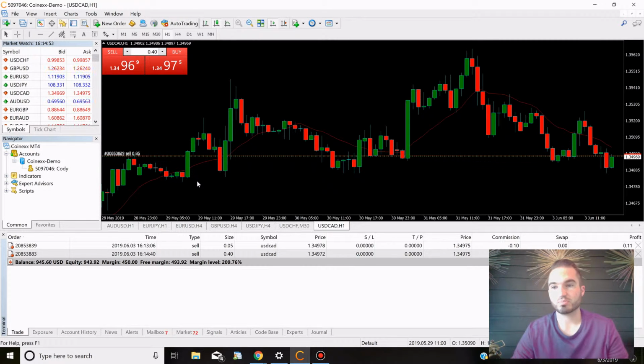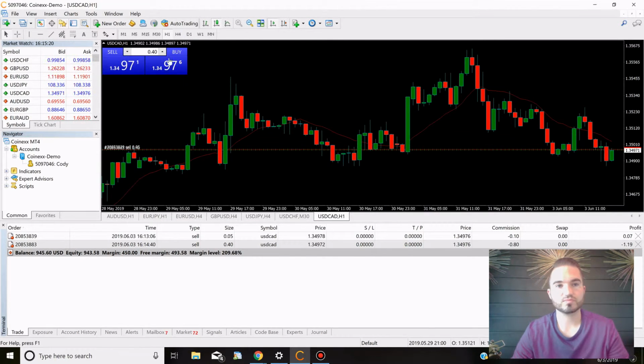You'll never place a trade this big. I'm just showing you as an example. So the margin I'm using, because I have a total of 0.45 lots in, is $450, which means my free margin, which means I can still place another $493, or $49,000 worth of trades. But you'll notice that this is going to fluctuate a lot more. So let's zoom in.